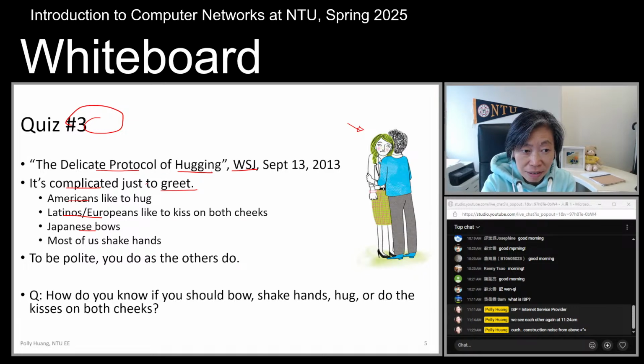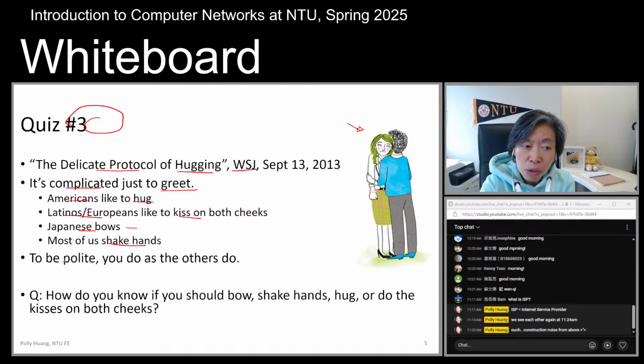So Americans like to hug. Latinos and Europeans like to do kisses or touches on the cheeks. In Japan, a lot of times people bow, right? The 90-degree bow. But for most of the rest of the world, what's universal is to just shake hands. But during the COVID period, right, we no longer shake hands. So things can be a little bit complicated.